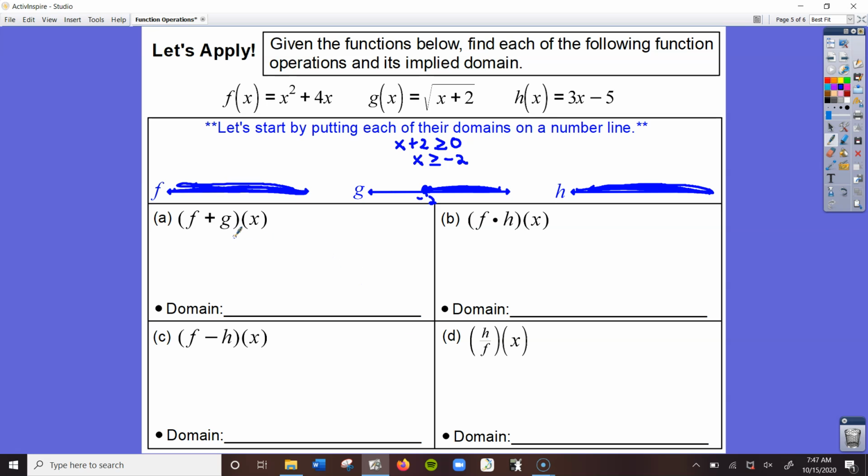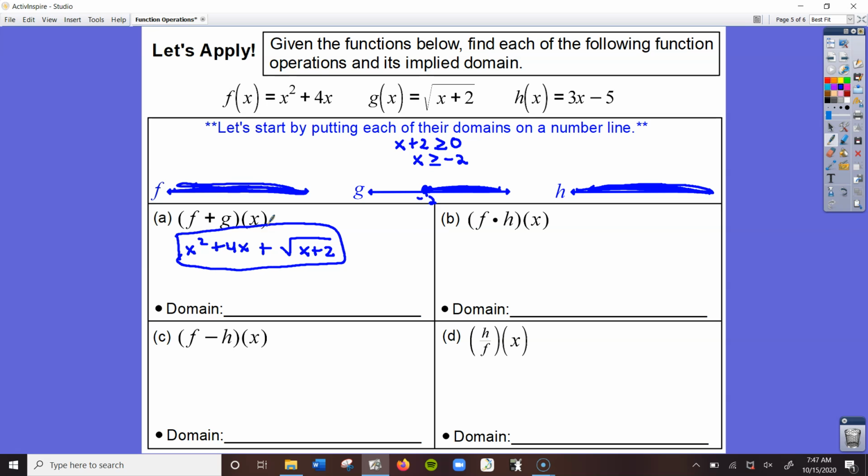Now, let's get to the actual operation part. First, we're going to add f plus g. F is x squared plus 4x plus g, which is the square root of x plus 2. So this is f plus g.